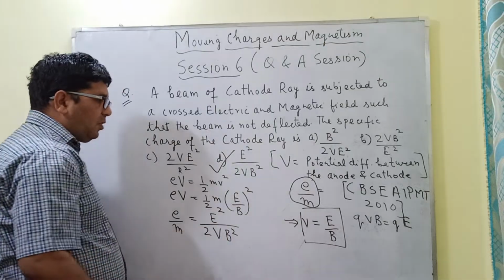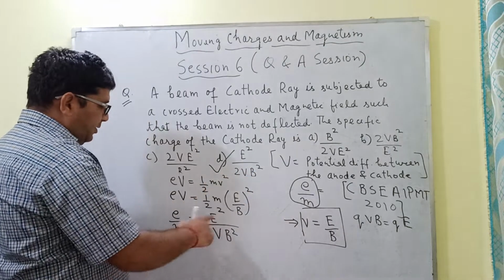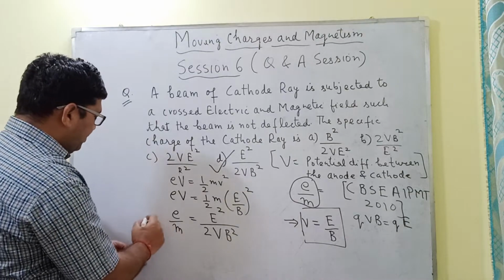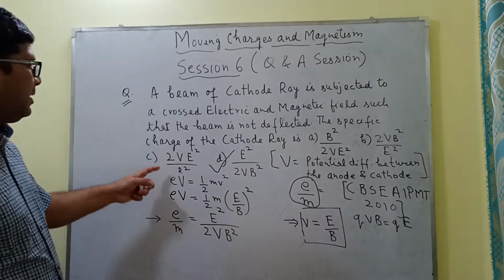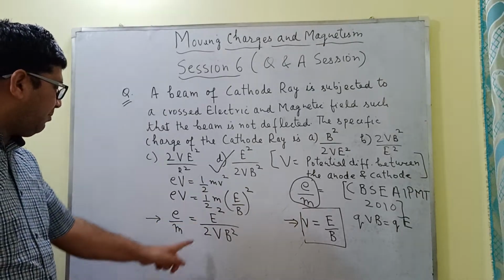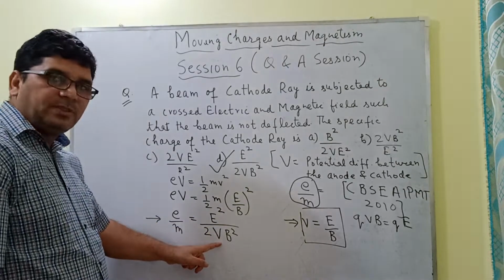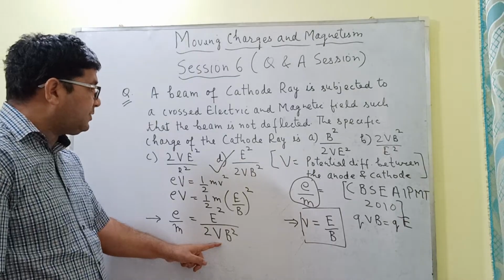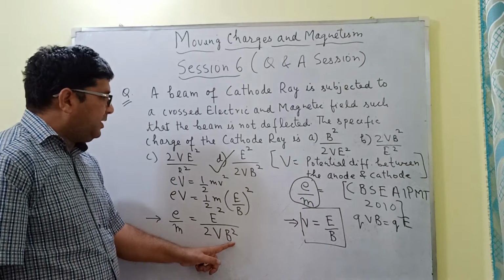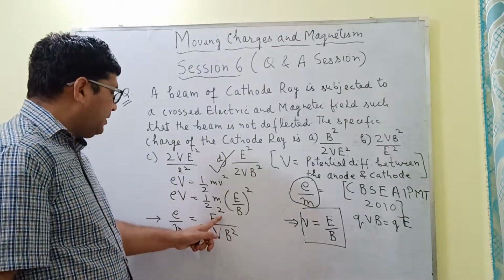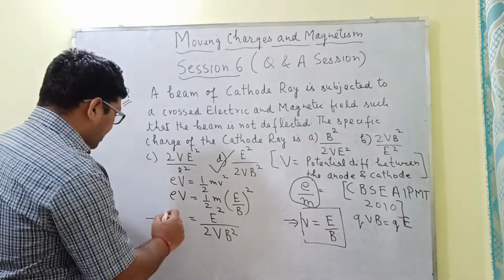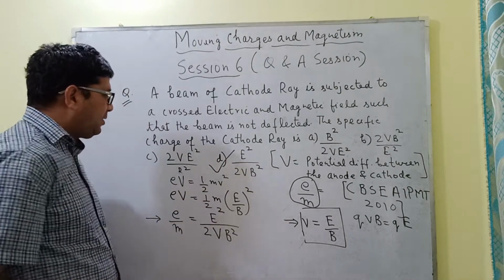So using these two concepts we were able to derive this equation, and from this equation we were able to get the specific charge of the cathode ray, which was equal to E square divided by 2VB square, where V is the potential difference between the cathode and the anode, B is the intensity of the magnetic field, and E is the intensity of the electric field. Okay? So this is the answer, and the correct option is D.